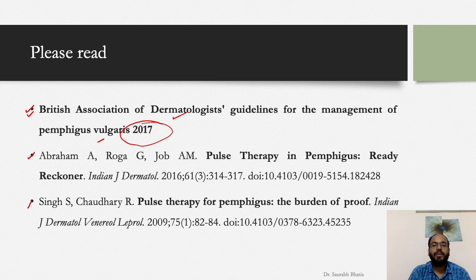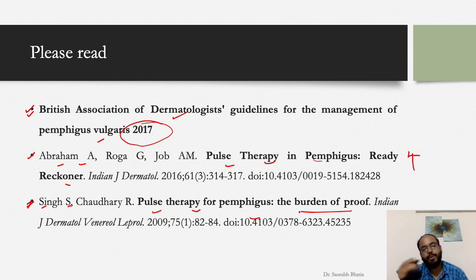If you want to know the advantages of pulse therapy in pemphigus, this is a good article by Abraham A. regarding pulse therapy in pemphigus, a ready reckoner. It will very briefly tell you what DCP pulse is and what the advantages are. Contrary to that, "Pulse therapy for pemphigus: the burden of proof" is a good article by Singh S. in which they highlight various controversies and disadvantages of DCP therapy.